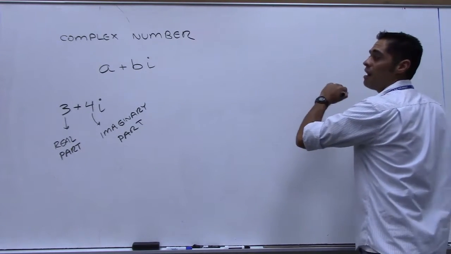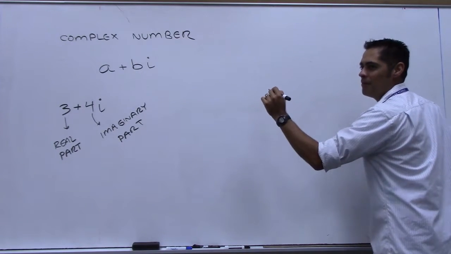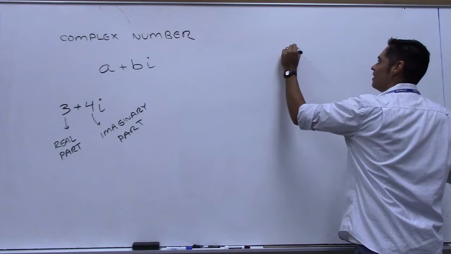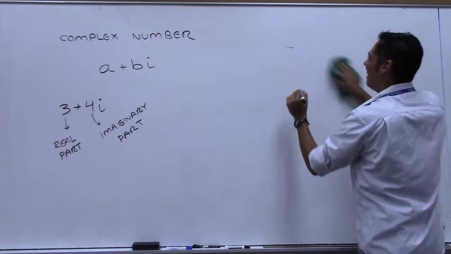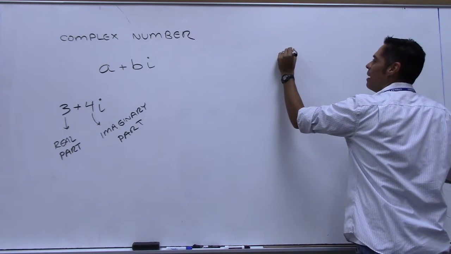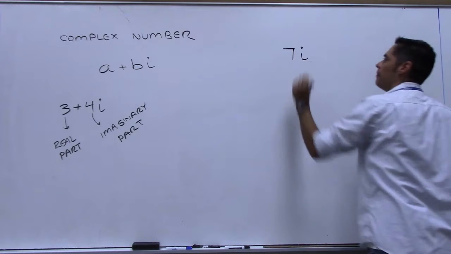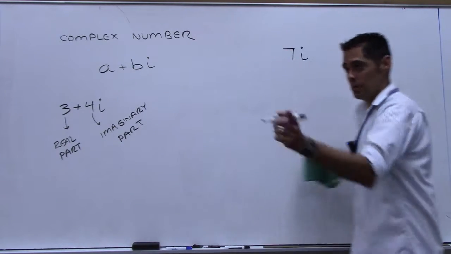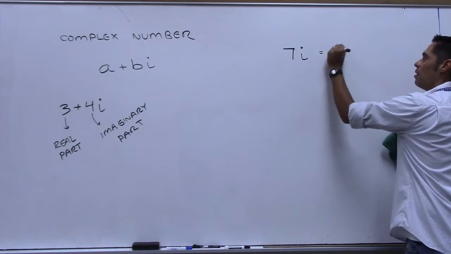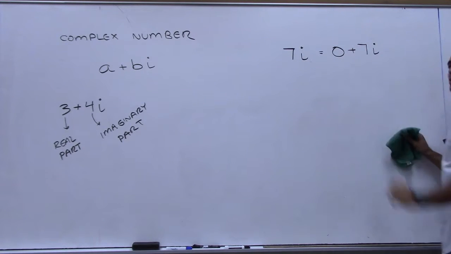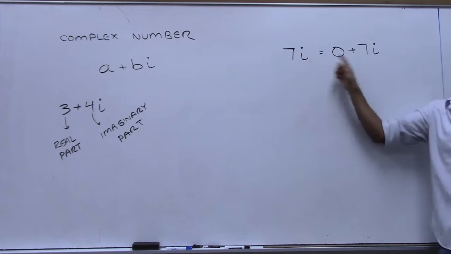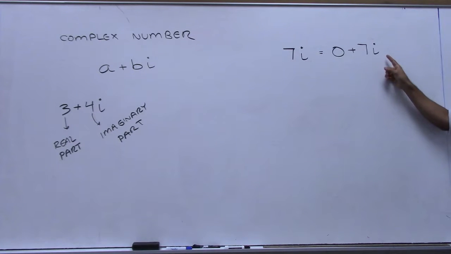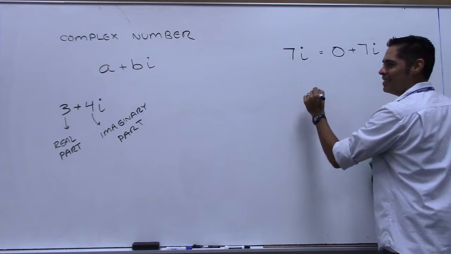So is this a complex number? No. How about 7i? Yes, that's still a complex number. If it's a complex number, it must have a real part and an imaginary part. So the real part is 0 plus 7i. The real part of this number is 0. The imaginary part of this number is 7. With me?